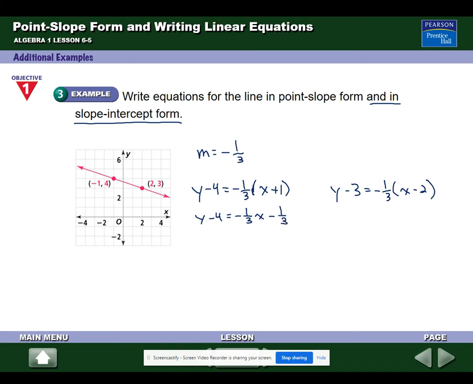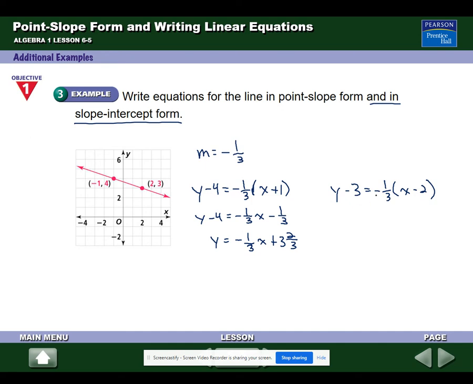And then if you would add 4 to both sides, so you get y by itself here, and then add 4 to this number on the right side, you'll have -1/3 x. Adding 4 would give you +3 2/3, which would be +11/3 or 3.6 repetend, any of those.